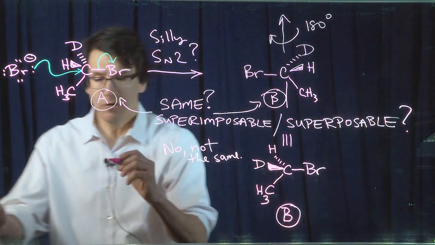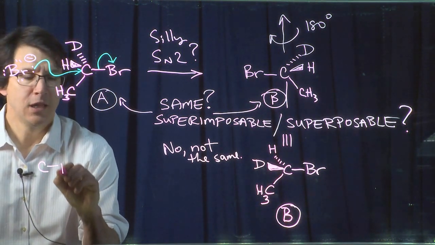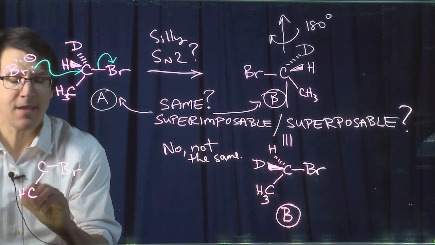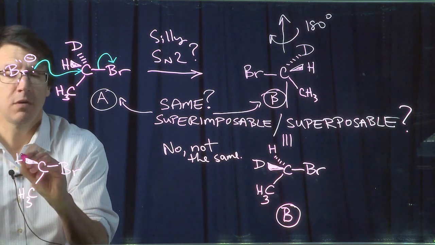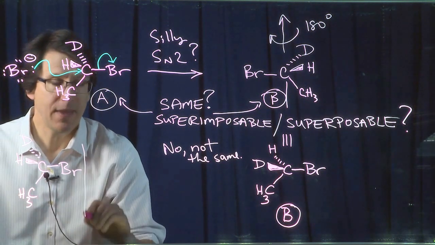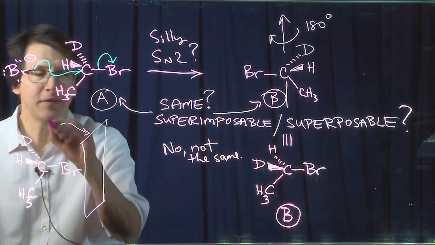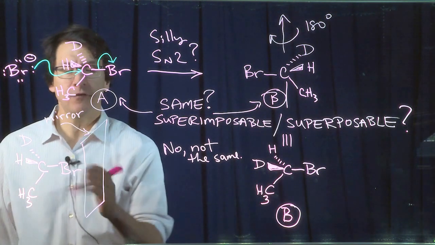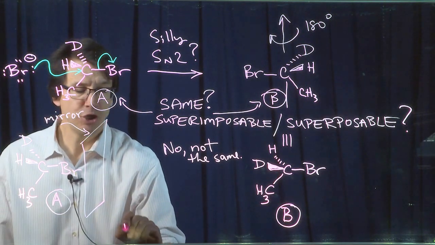What I'd like to do is come over here to this corner of this board and redraw A. So here it is. And then I want you to imagine just putting a mirror. So this is a mirror, and you're putting a mirror right in front of A. What is the mirror image of A?